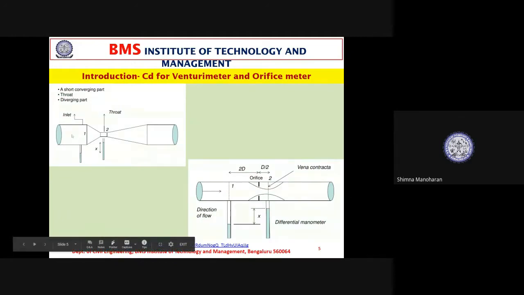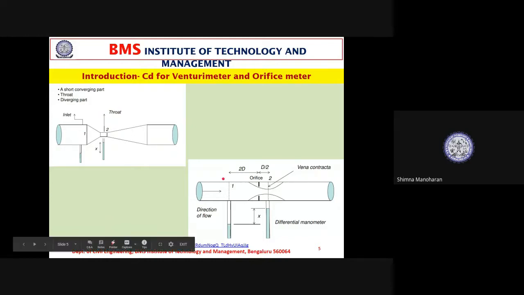So here, this is nothing but the inlet. You have the throat here. So you have a short converging part, a throat, and then the diverging part. So the losses that will be occurring in this have also been discussed in the major losses and minor losses.